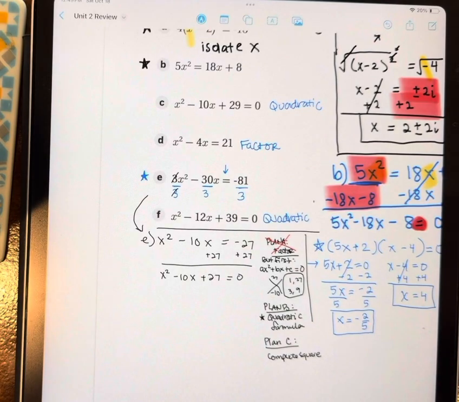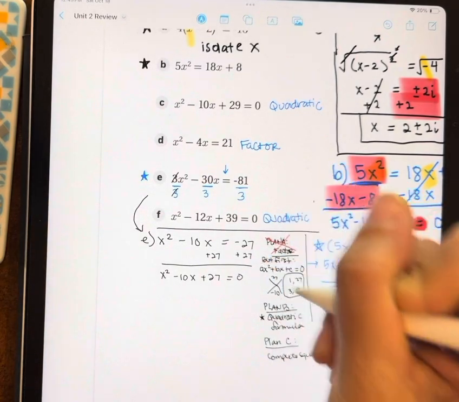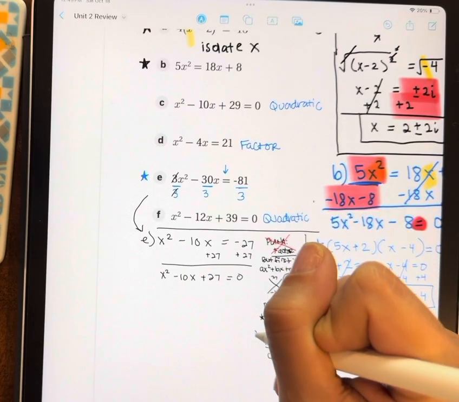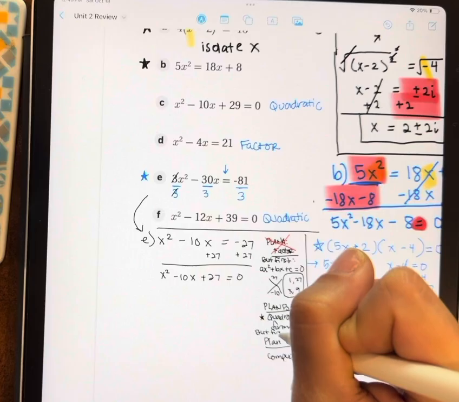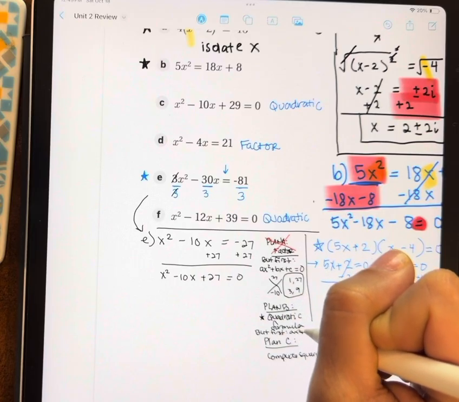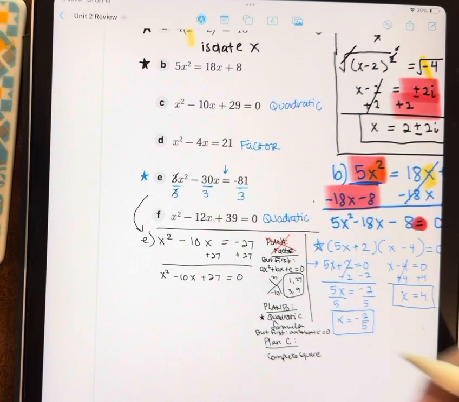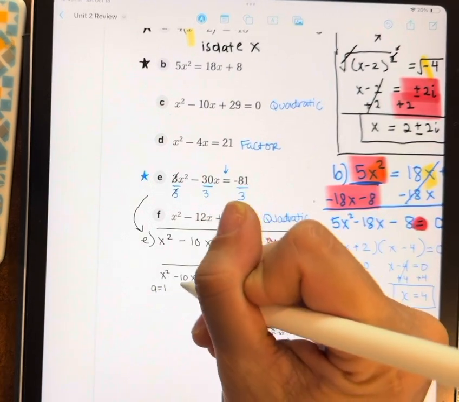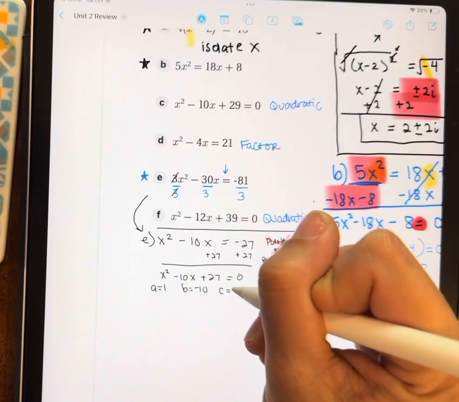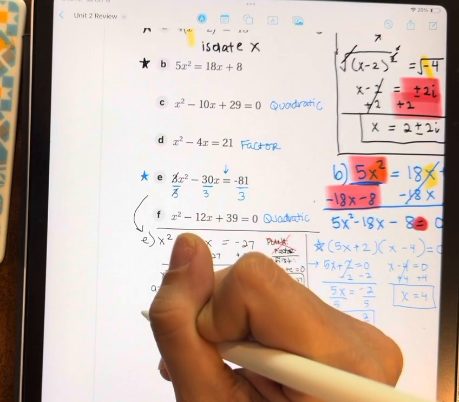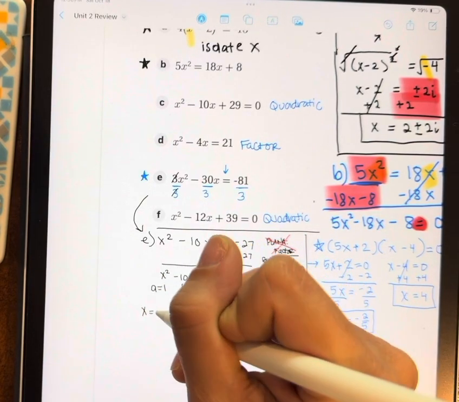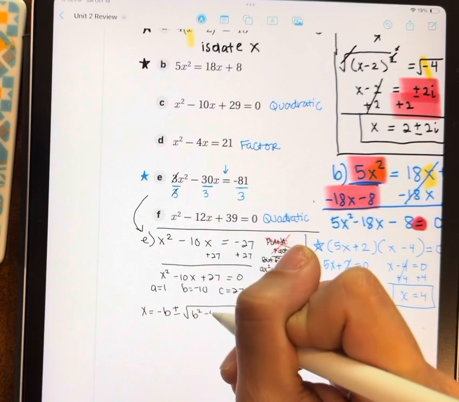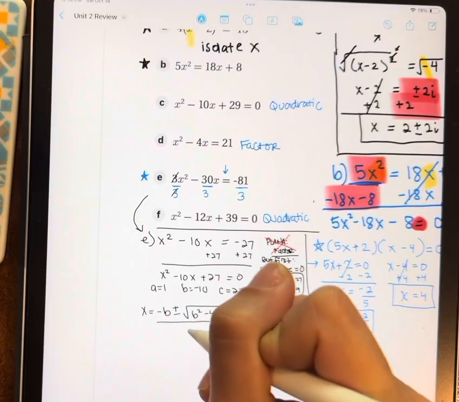Okay, quadratic formula. But first I need ax squared plus bx plus c. I'm going to write it so you don't forget. And it must equal 0, which we have now. So now a equals 1, and b equals negative 10, and c equals 27. And so x will equal negative b plus or minus the square root of b squared minus 4ac, all divided by 2a.